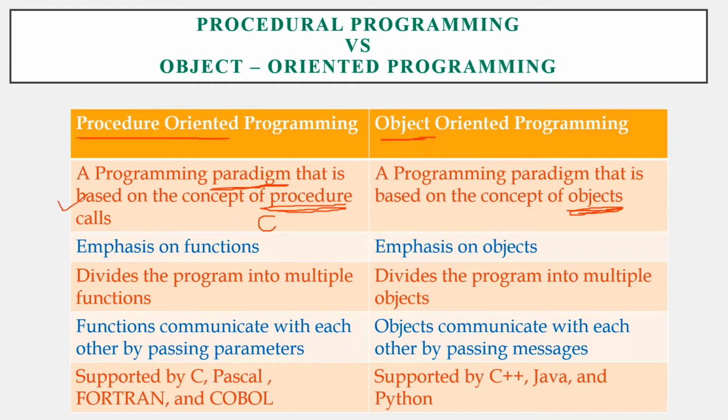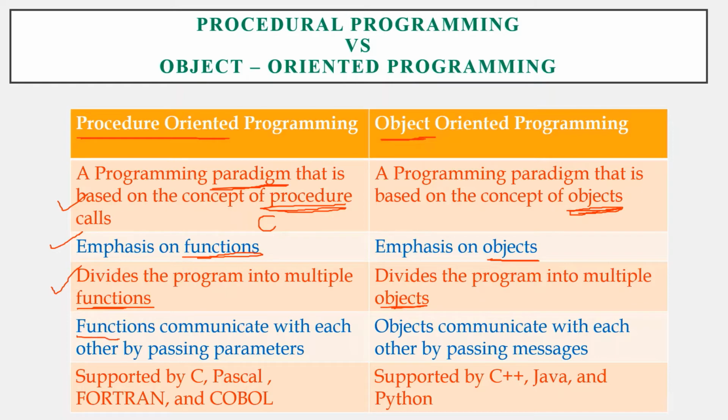In procedure-oriented programming, the first point is over. The second point is emphasis is on functions. In C language, functions, how to write a function. Here the entire program is divided into a number of functions, whereas the emphasis is on objects here. So everything is object in object-oriented programming. In the third point, it divides the program into multiple functions and procedures. These two are very similar words. Here, the entire program is divided into objects in object-oriented programming.